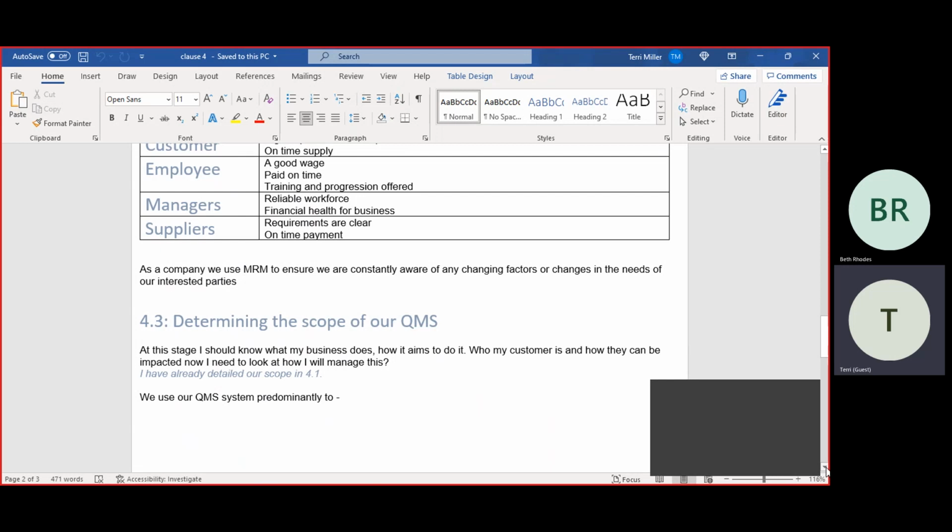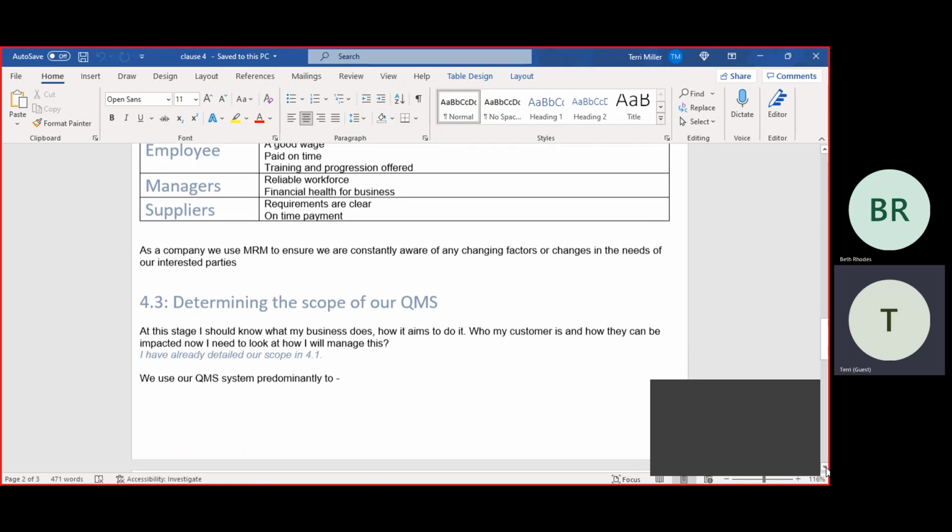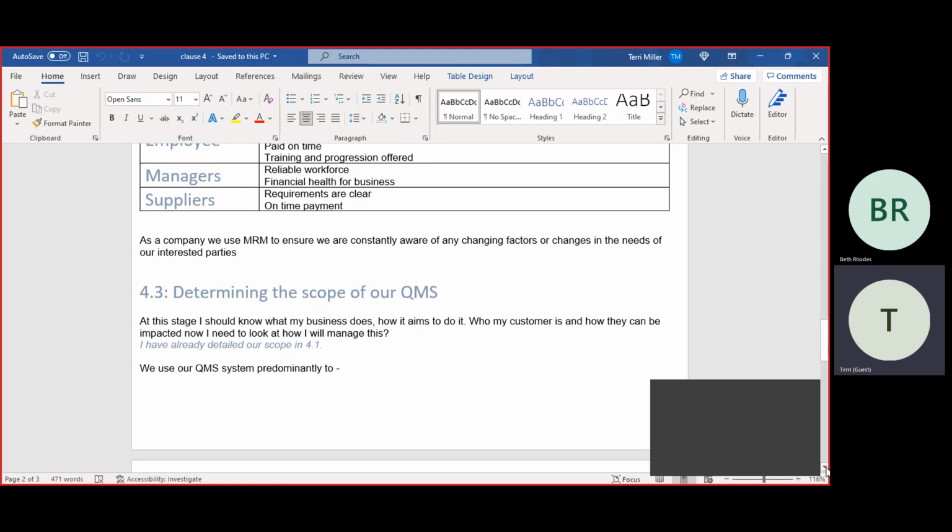4.3, determining the scope of your QMS. So at this stage, I should know what my business does, how it aims to do it, who my customer is, and how they're going to be impacted. Now I need to look at how I'm going to manage that. So you do that by defining your scope, which again, I did say earlier, I've done in my 4.1. So you're welcome to go back up there and have a look. And that's the scope of the business.